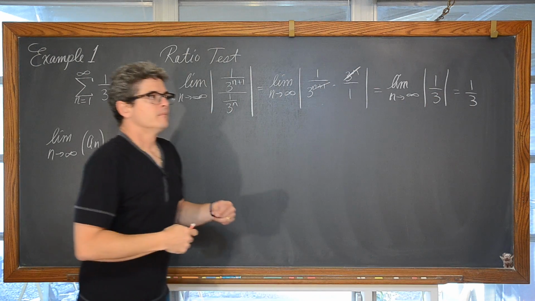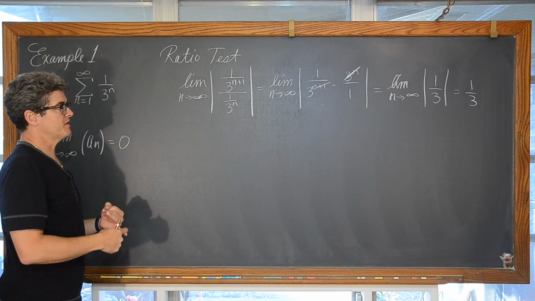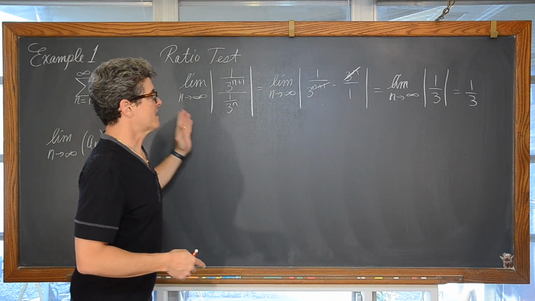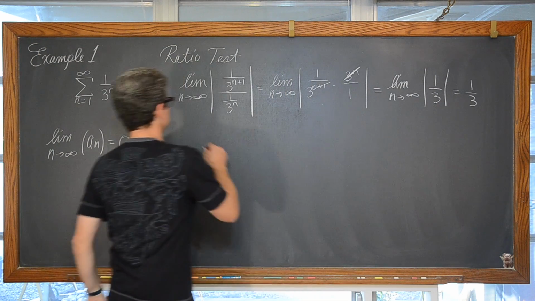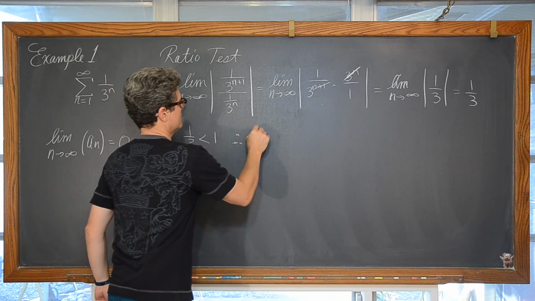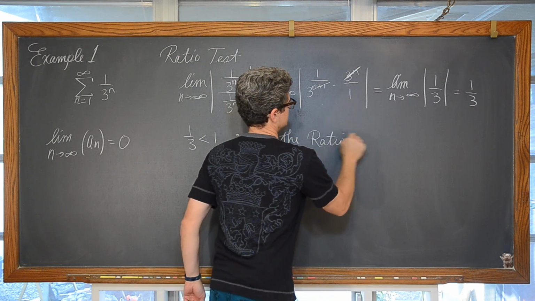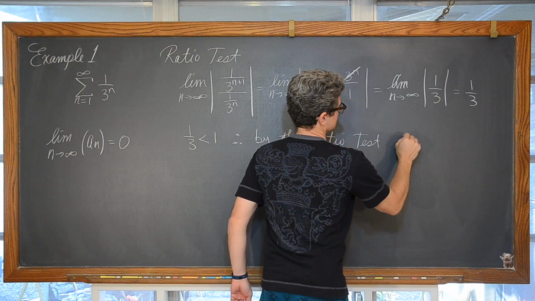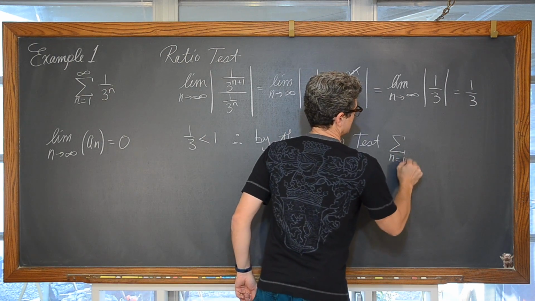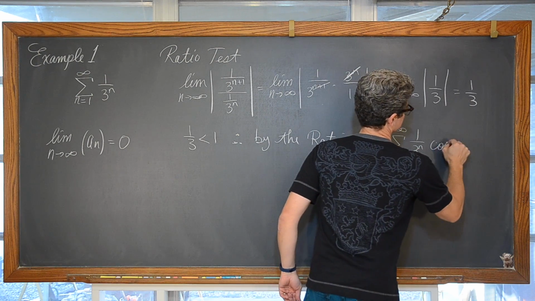Now, remember over here when I was defining the ratio test, if the limit as n goes to infinity of the absolute value of a sub n plus 1 over a sub n, if that limit is less than 1, well, therefore, by the ratio test, the given series, I like to just write it out, converges.